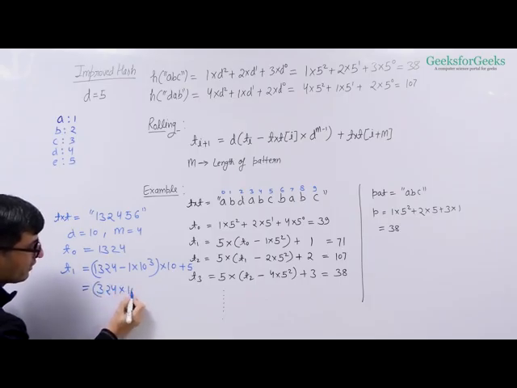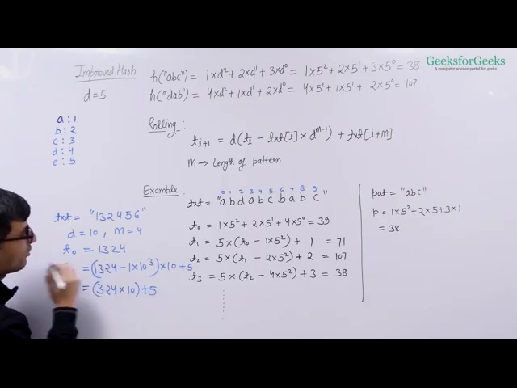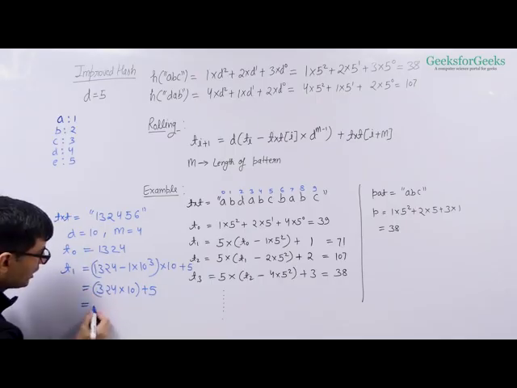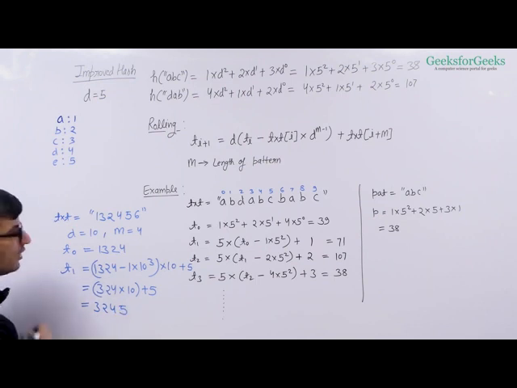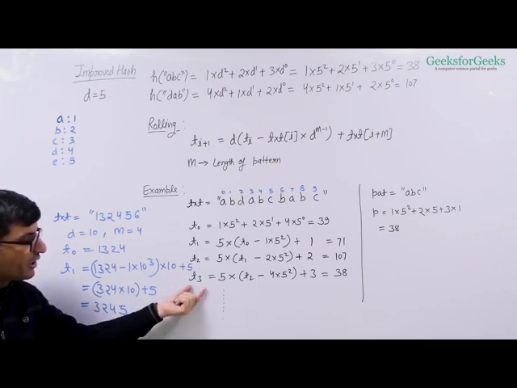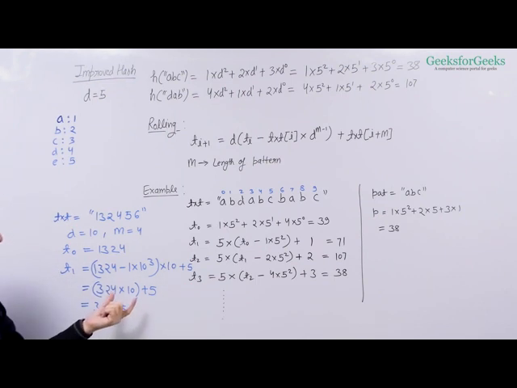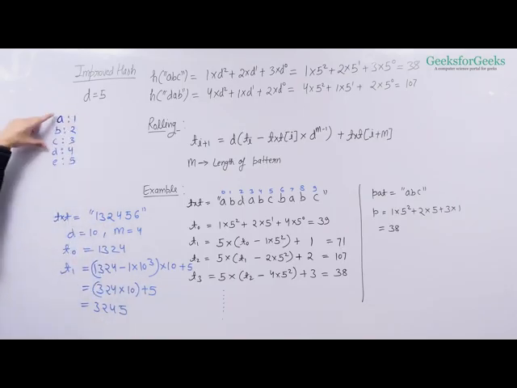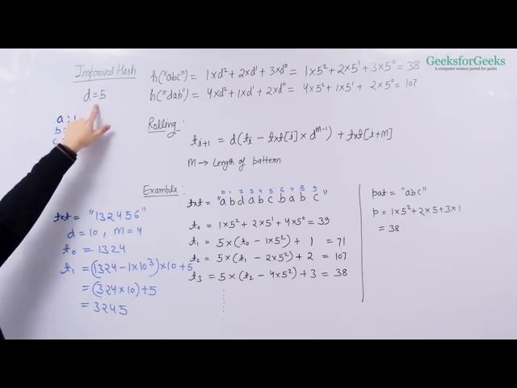Multiply by 10 plus 5. So you get your required number, which is the value of the next window, 3245. You can consider these computations the same as this computation. This is just in base 5. We have 5 characters. We have taken d equal to 5.